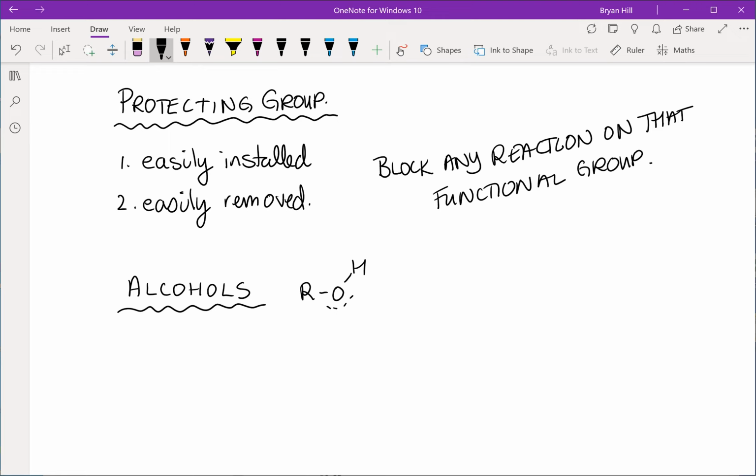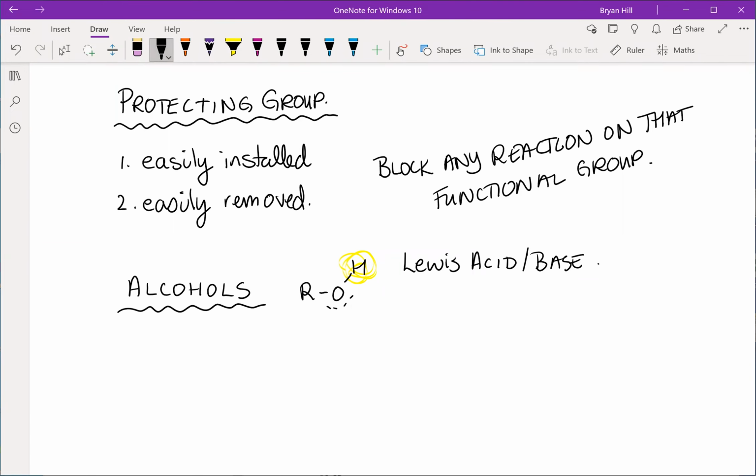So this chapter is on alcohols. Remember, they are both Lewis acids and Lewis bases, depending upon what they react with. And it's the acidic proton that often causes a lot of the reactivity.